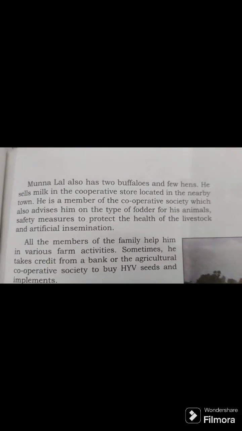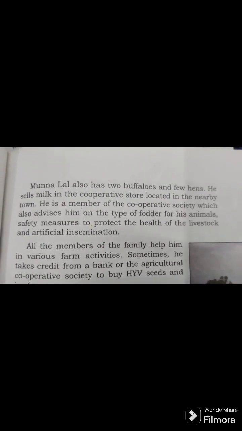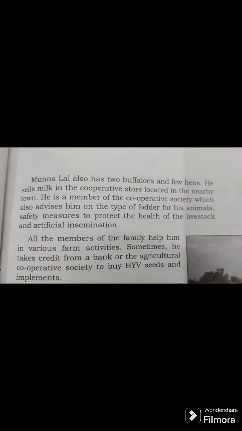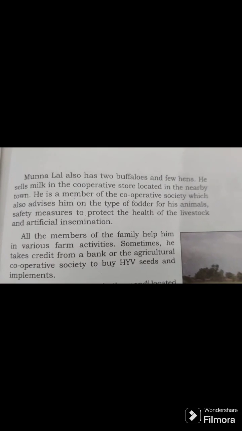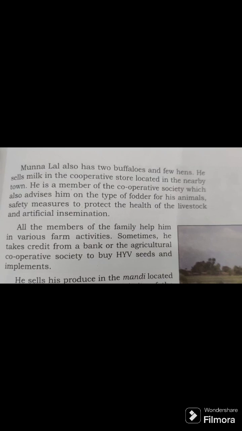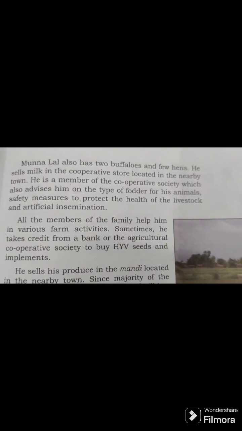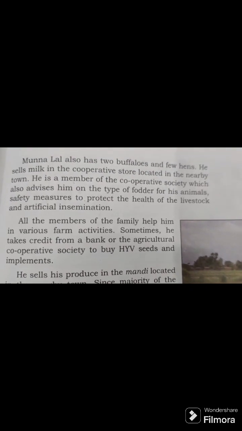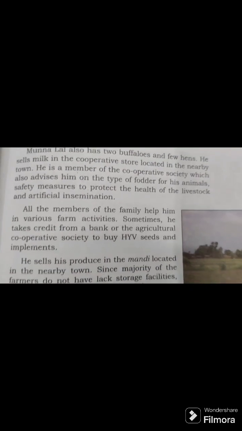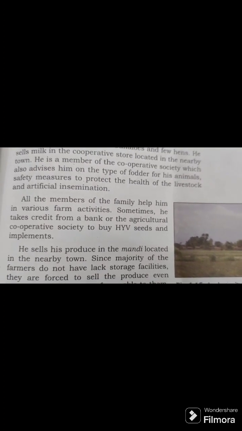Munna Lal also has two buffaloes and a few hens. He sells milk in the cooperative store located in the nearby town. He is a member of the cooperative society which also advises him on the type of fodder for his animals, safety measures to protect the health of the livestock and artificial insemination. All the members of the family help him in various farm activities.